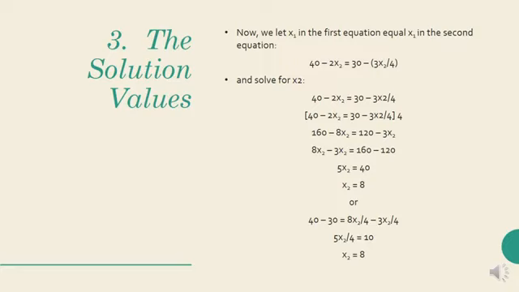Therefore, kung ililipat natin sa kabila yung negative 8x2, magiging positive siya. So, 8x2 minus 3x2 is equal to 160 minus 120. Kasi yung 120 inilipat natin sa kabila. So, 5x2 is equal to 40. Therefore, x2 is equal to 40 divided by 5, which is equal to 8.